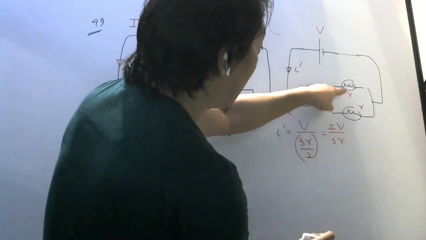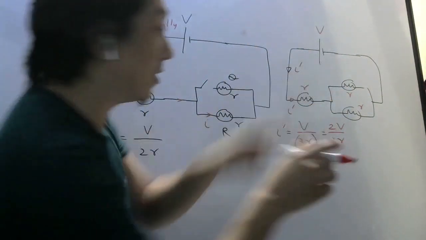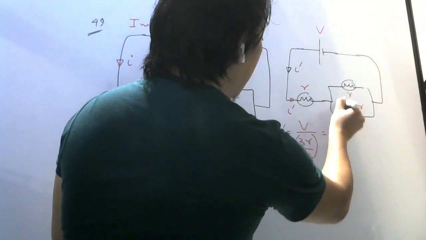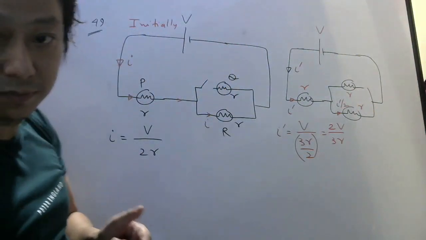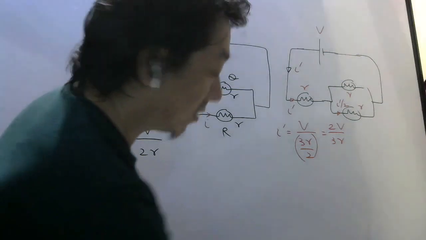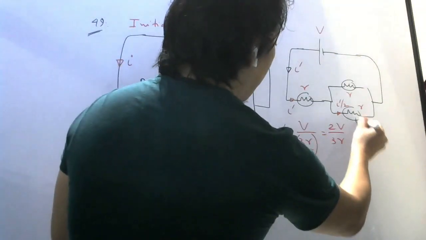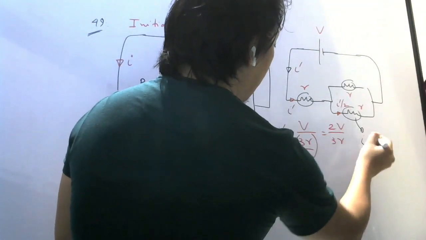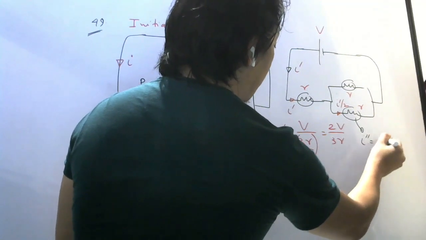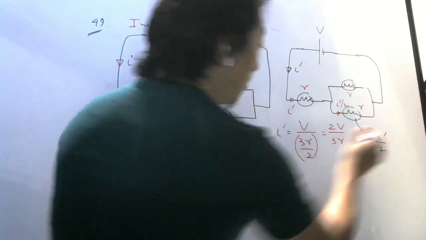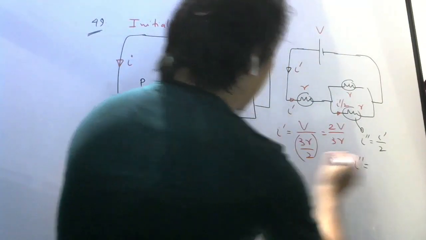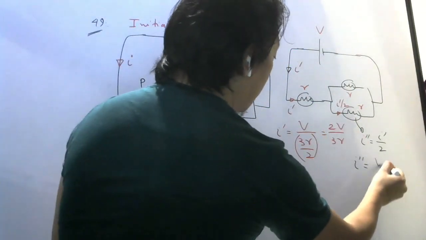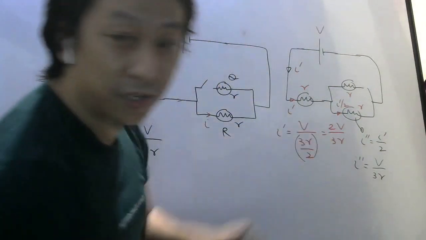Now, how much current will go here? Since these two have same resistance, current will divide equally. So current here will be I dash divided by 2. So let us calculate the current here. Let us call this I double dash. That will be I dash divided by 2. So what will be current flowing here? This divided by 2 means V by 3R. Correct na? If you divide by 2, 2 will cancel.